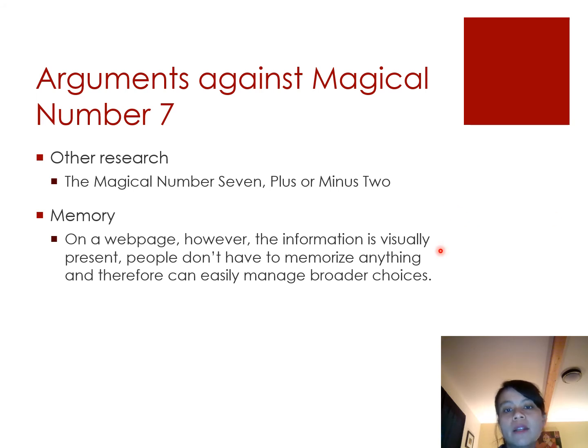So there are arguments against the magical number 7. Some people say that on a web page, the information is visually present, so people don't have to memorize anything and can therefore manage broader choices. That might be true in some cases, so you don't have to be a stickler with the number 7.